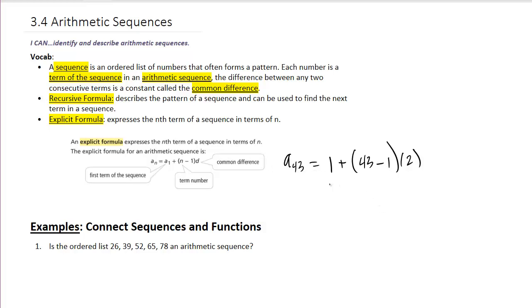So what you need to know in this is the first term, a sub 1, and you need to know the common difference. Those are the two things you need to know in order to find any term within that arithmetic sequence.